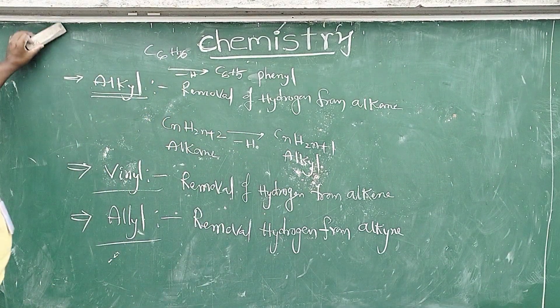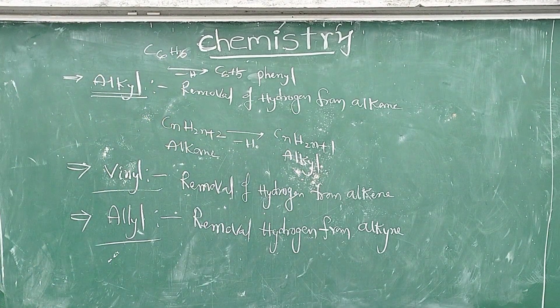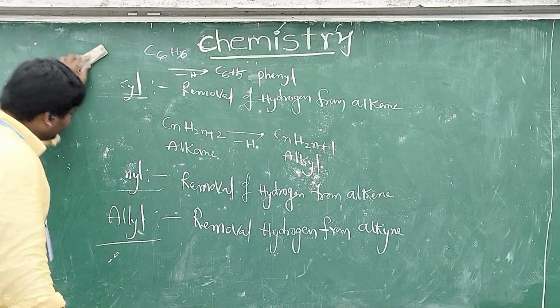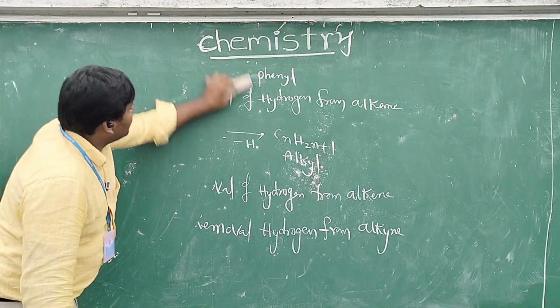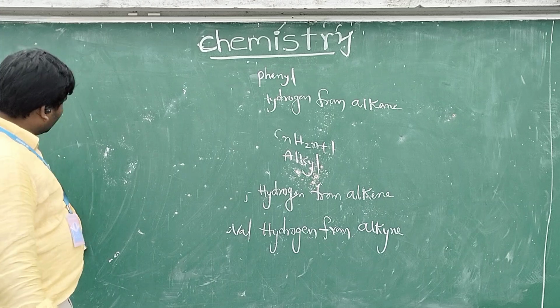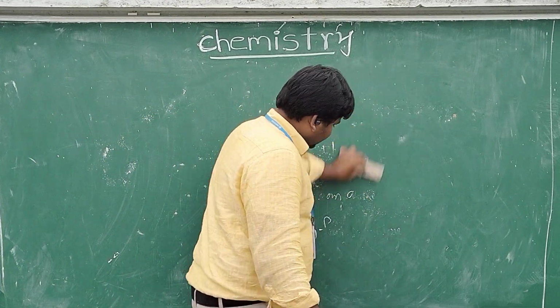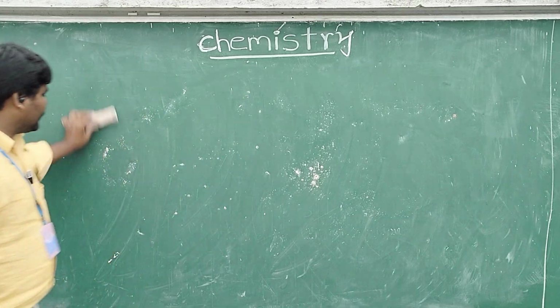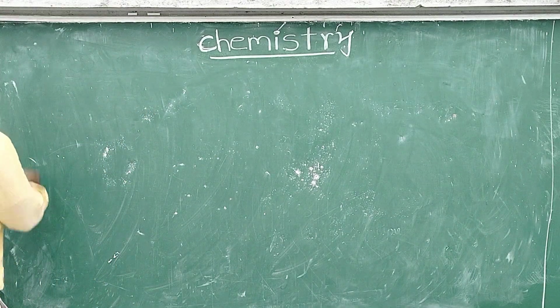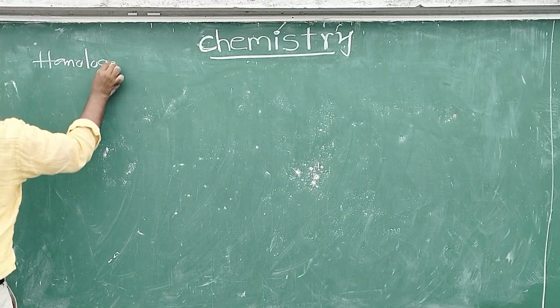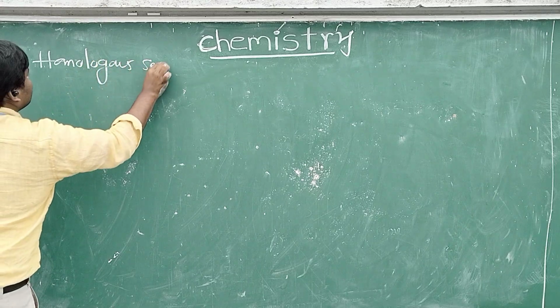Next, what is a homologous series? The series of carbon compounds. Next topic is what is a homologous series? You need to write the homologous series of various compounds, or how to identify the homologous series.